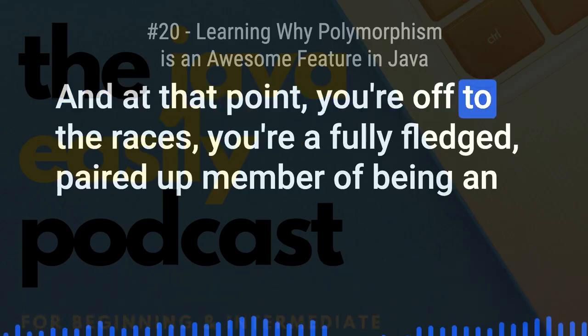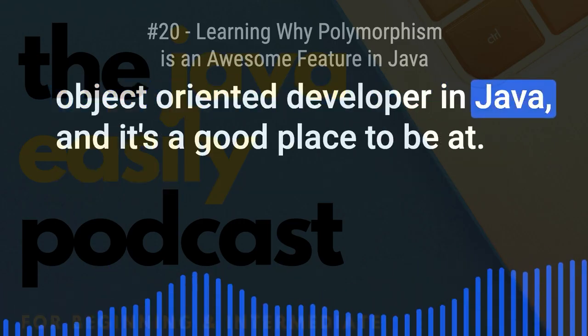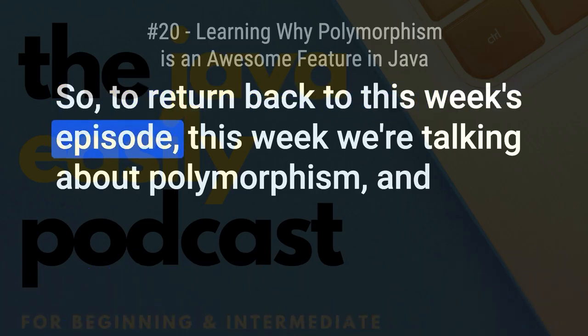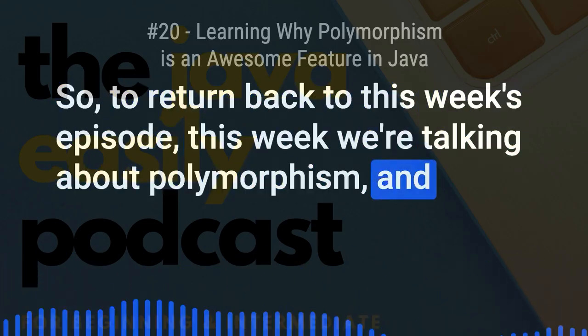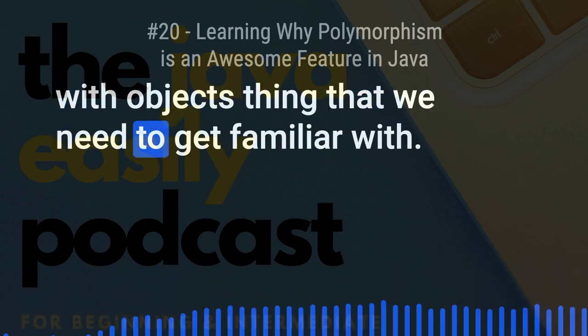And at that point, you're off to the races, you're a fully fledged, paid up member of being an object-oriented developer in Java, and it's a good place to be at. So to return back to this week's episode, this week we're talking about polymorphism, and that's the third foundational construct in this whole coding with objects thing that we need to get familiar with.